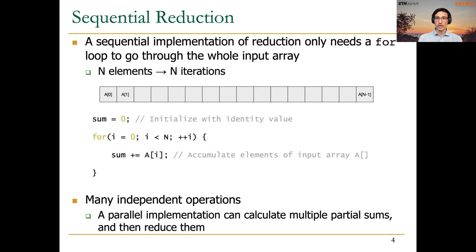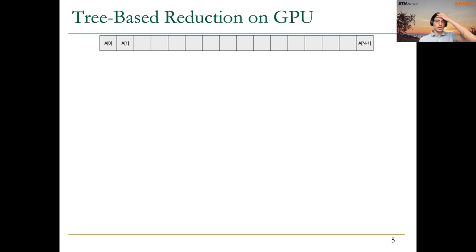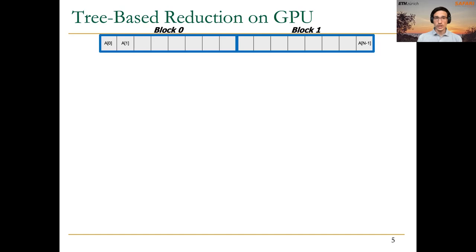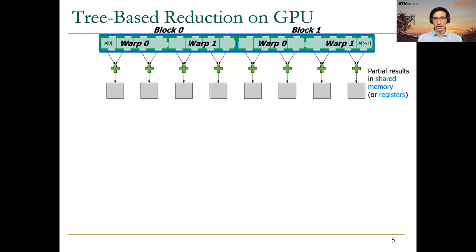In parallel machines, such as GPUs, for example, we typically use tree-based reduction. In a tree-based reduction on GPU, what we could do is divide the input array into the available thread blocks, such as thread block 0 and thread block 1, and then internally we divide the chunk assigned to the thread block among the different threads or different warps, as you see. Then we are going to iteratively perform partial reduction operations, where we will obtain some partial results that we keep in some temporary storage, such as shared memory or registers.